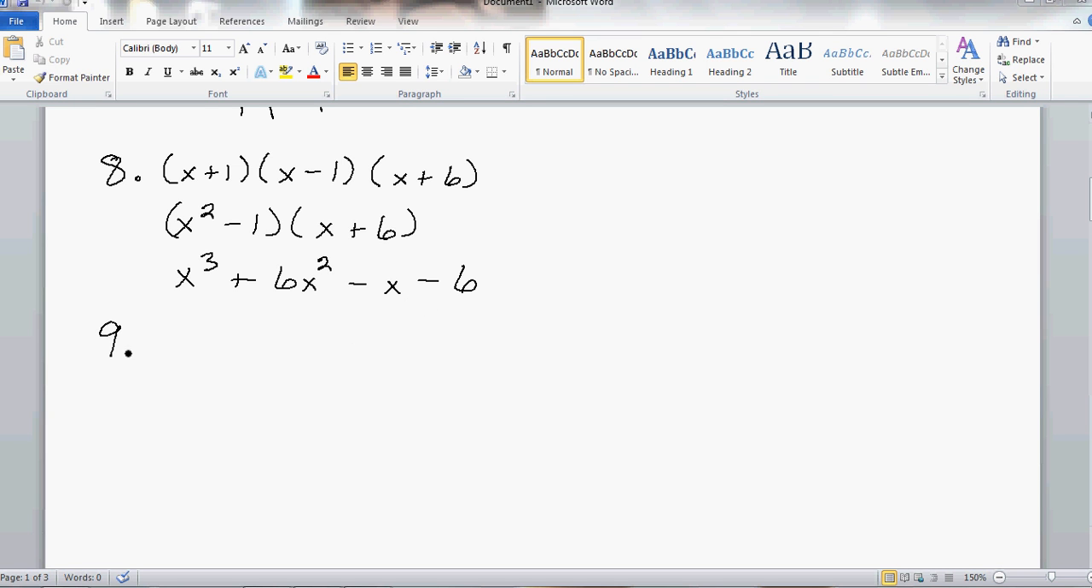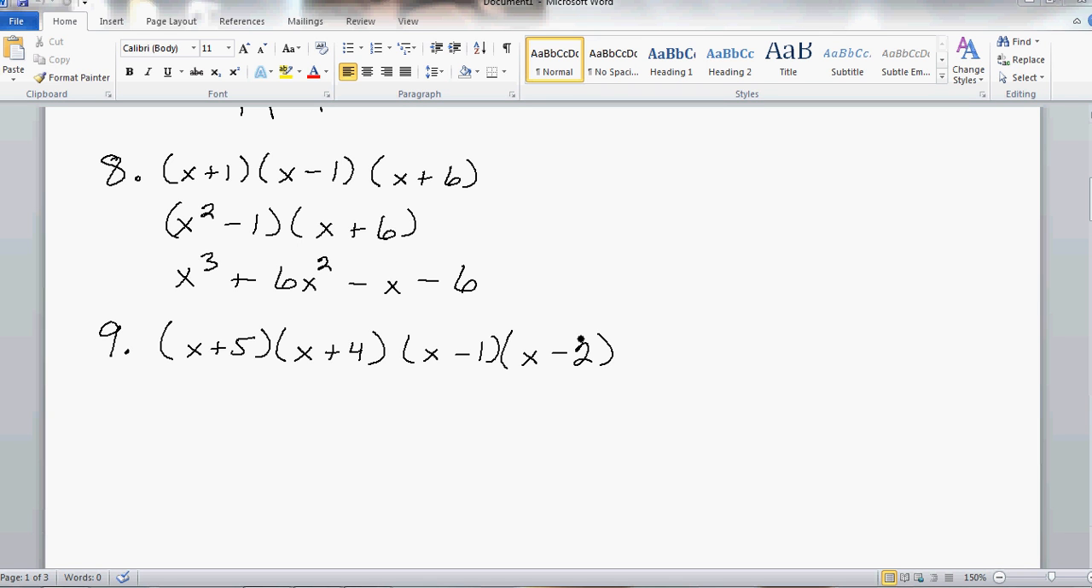Number 9 gives us 4 zeros and degree 4, which is really nice because we don't need to do anything extra. So the first 0 is -5. That means my factor is x plus 5. -4 would be x plus 4. 1 would be x minus 1, and 2 would be x minus 2.